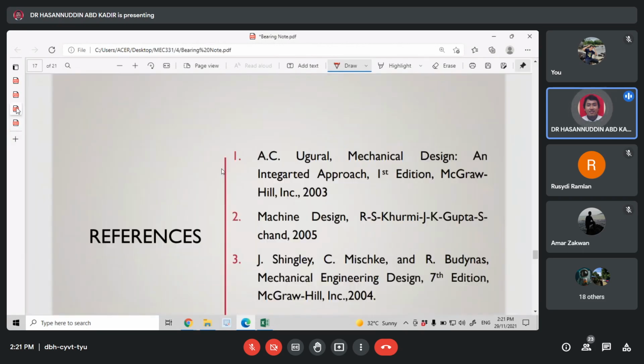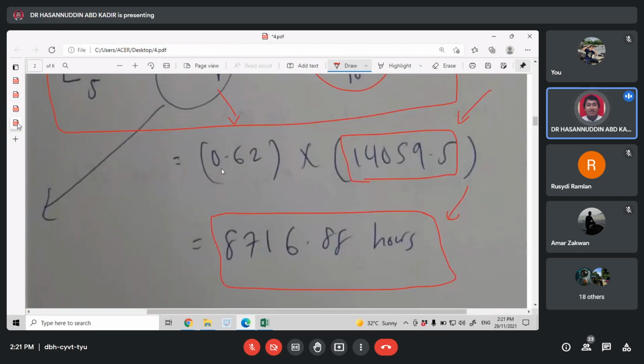So saya ulang balik, bearing ni semua tak sama lifetime dia. Maksudnya kita hanya select berdasarkan statistik. Macam tadi, 95%, 90% macam tu je. So lagi tinggi tu maksudnya lagi rendah hours dia.